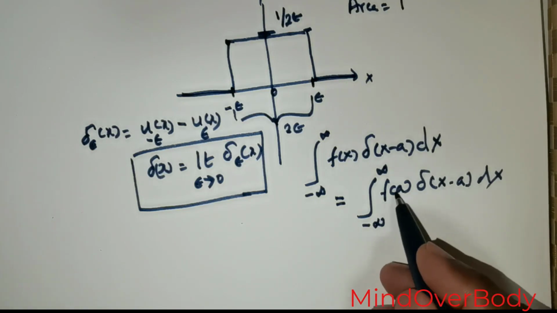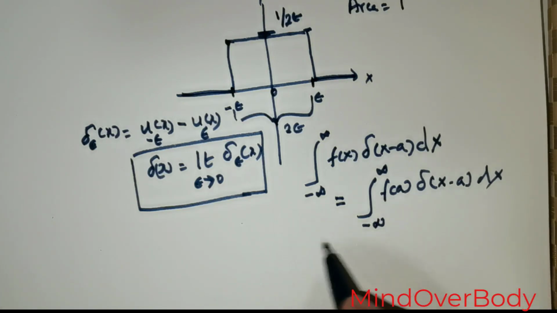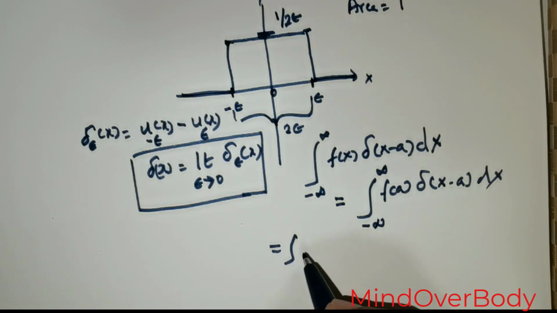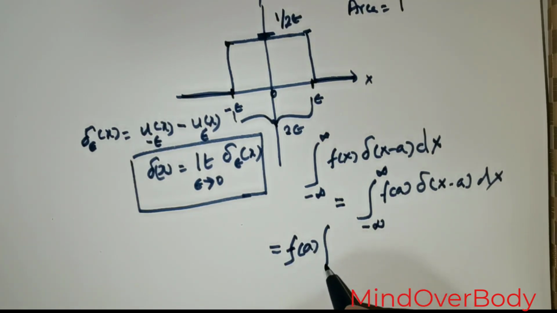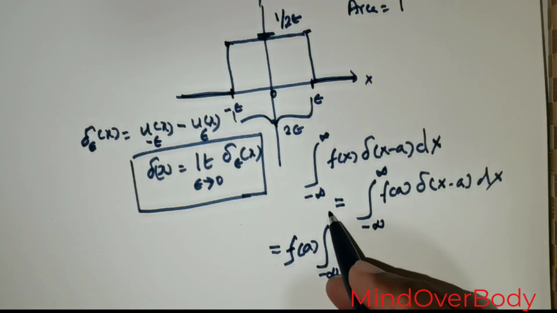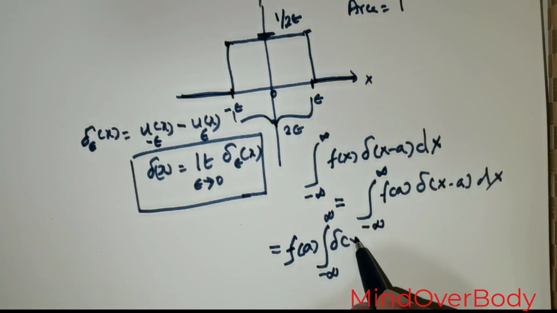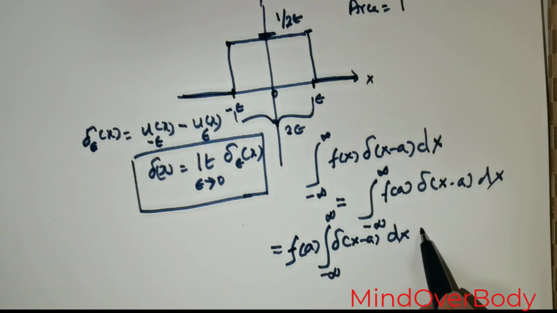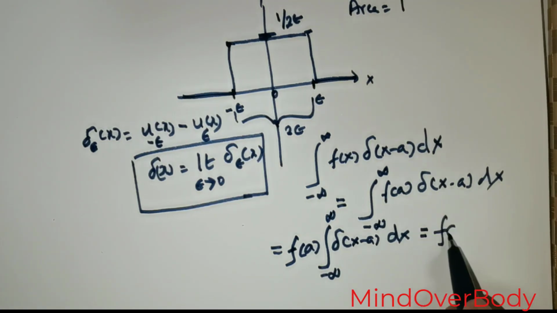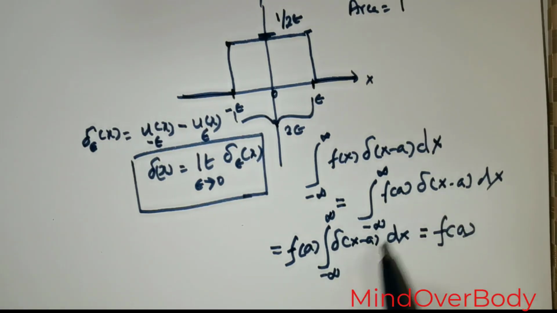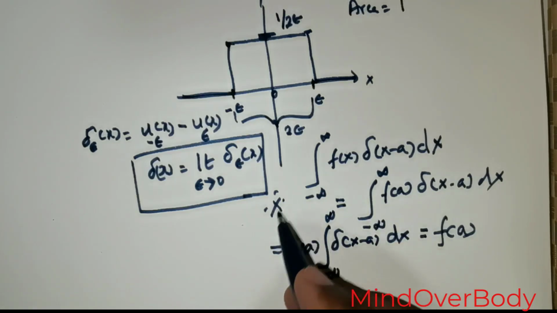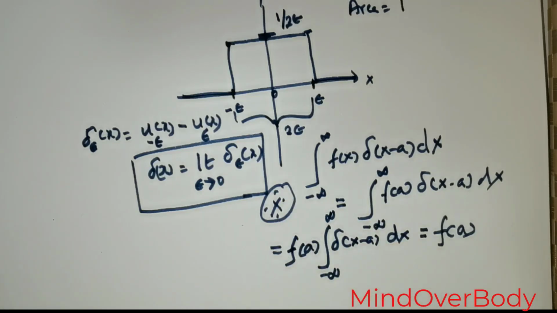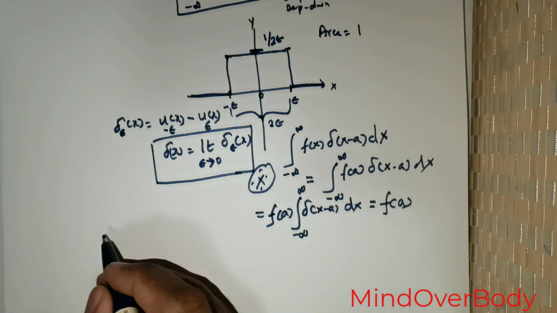Now we have f of a, and we can take that f of a out. So that's exactly what I'm going to do. Let me place f of a here, followed by the integral from negative infinity to infinity of delta of x minus a times dx. Now clearly we know from the definition the area for this is equal to 1. That would mean we get this to be equal to f of a. So this is a very important property that is used in the field of engineering. Students, let us now work out the question.